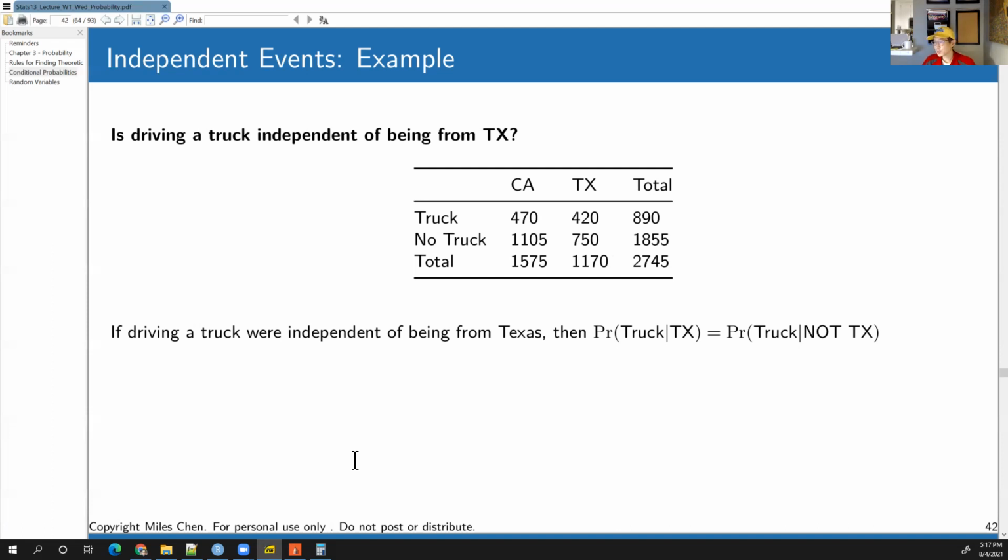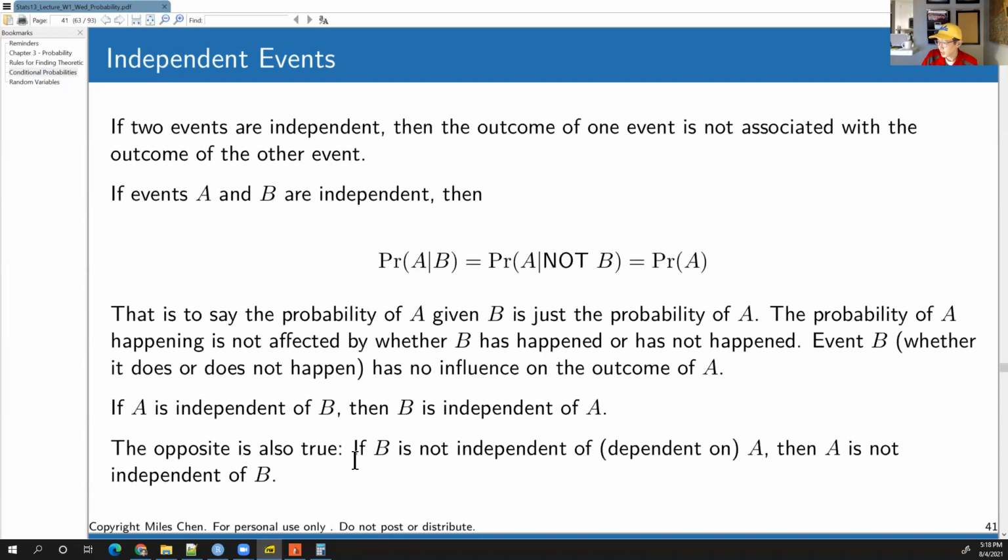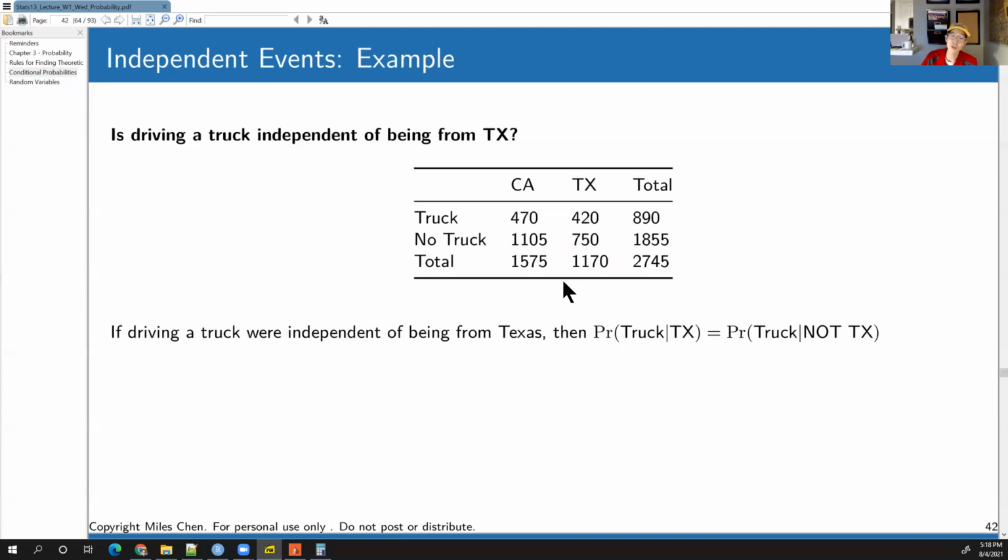Okay, so a lot of people are saying yes, but the actual answer is no, they are not independent. And that's okay, this is why we have class, right? So if you feel like, what do you mean they're not independent? What does being from Texas have to do with driving a truck, right? If they were independent, whether someone is from Texas or not from Texas would have no influence on whether or not they drive a truck.